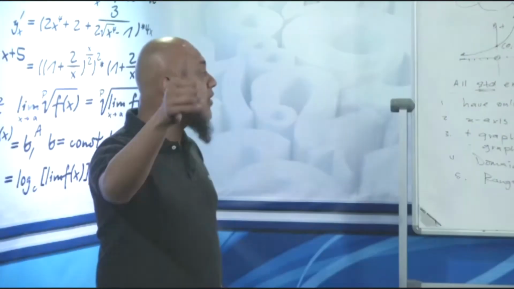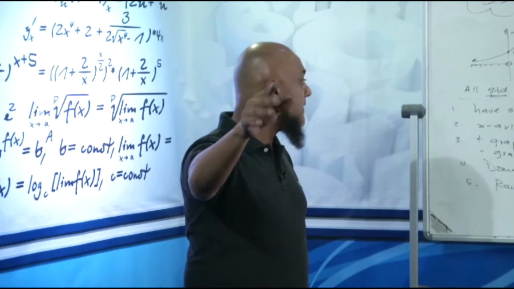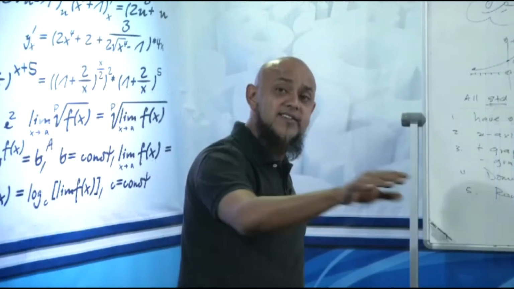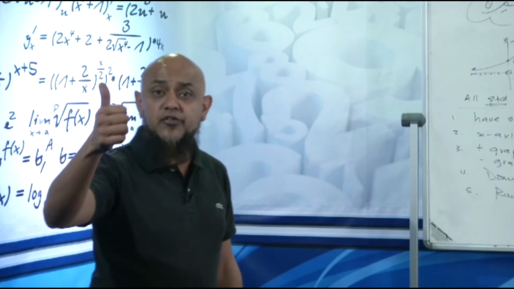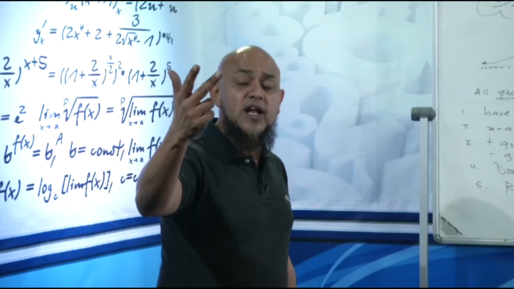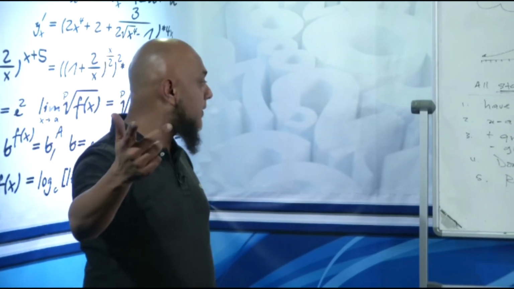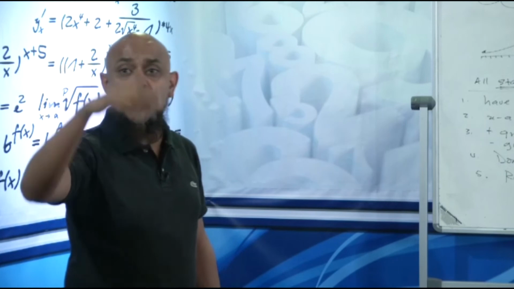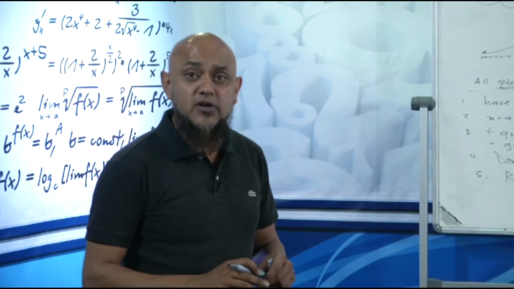So all standard exponential graphs, guys, have only one y-intercept, 0 and 1. Your x-axis is your asymptote. The equation of your x-axis, y equals 0. Positive graph, increasing function. Negative graph, decreasing function. Your domain for both graphs, x is an element of real numbers. Your range from 0 to positive infinity, or y greater than 0, y is an element of real numbers.